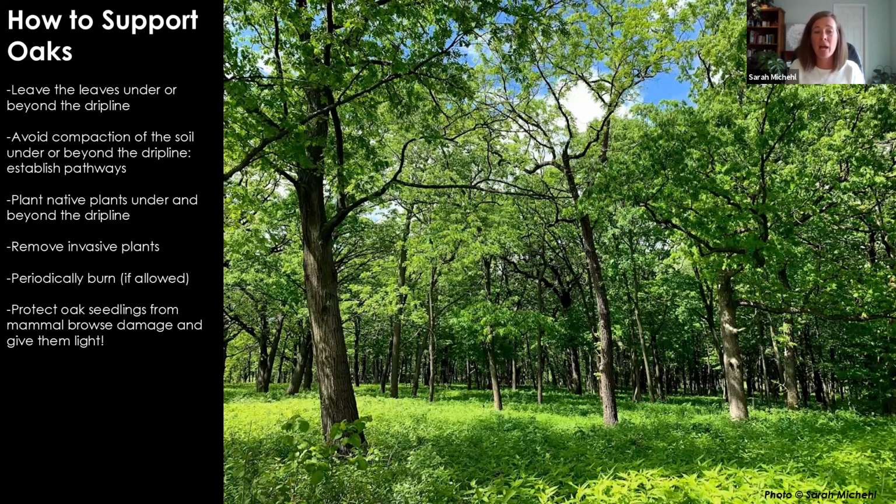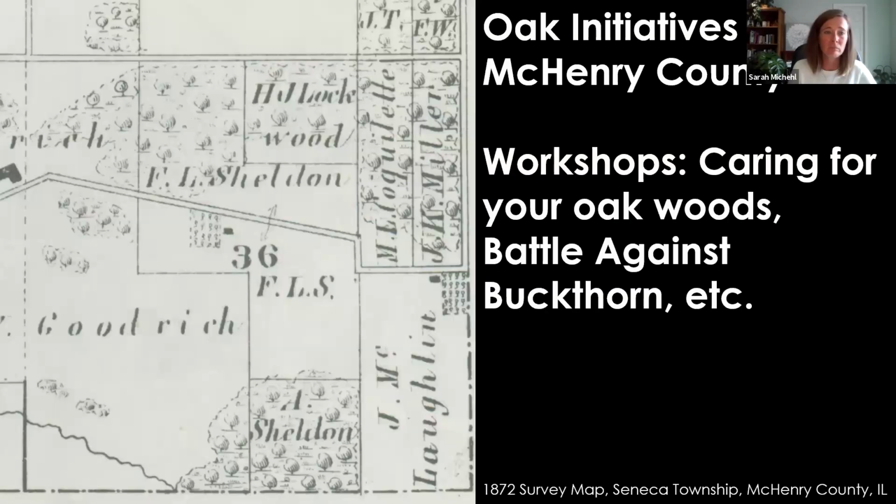All right, periodically burn if you're able to do that safely and you know how. And also, if you have new oak seedlings popping up, protect them and cage them if it's doable for you, to cut down on browse damage from deer and rabbits and all kinds of stuff.